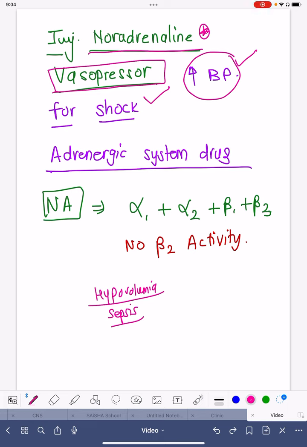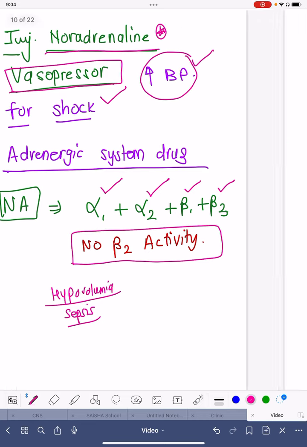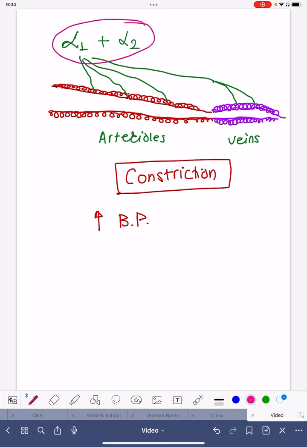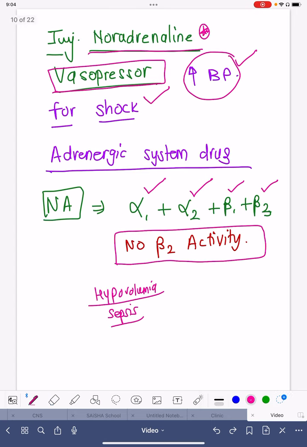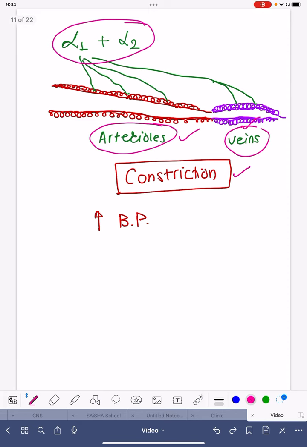Now, when we talk about noradrenaline, it has some features. It acts on alpha 1, alpha 2, beta 1, and beta 3, and it has no beta 2 activity. What does this mean, I'll tell you in very short. Now we know alpha 1 and alpha 2, these are the two alpha receptors, these are adrenergic receptors, which actually act on arterioles and veins, and they cause vasoconstriction, they increase the blood pressure. So this is one way through which the NORAD acts. Actually, it acts on alpha 1 and alpha 2 and it increases the blood pressure. This is the mechanism of action.